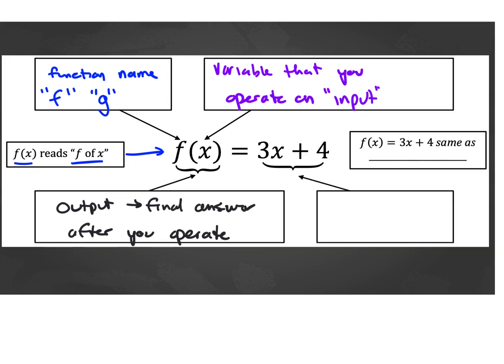This ends up being your function rule, and it's basically, what are you doing to this variable? In this case, we'd be multiplying by 3 and adding 4. So f of x, this box right here, for a lot of you, is probably most comparable to saying y equals 3x plus 4. With y, you're talking specifically about the graph. With f of x, you're focused more on the actual function.